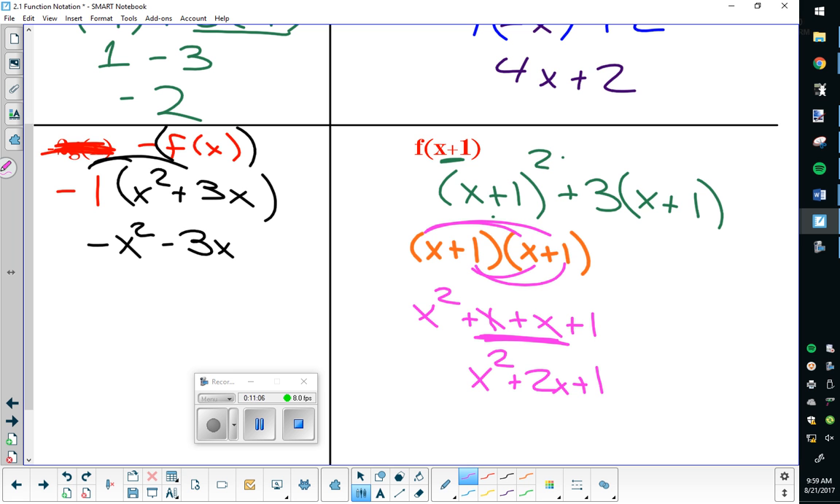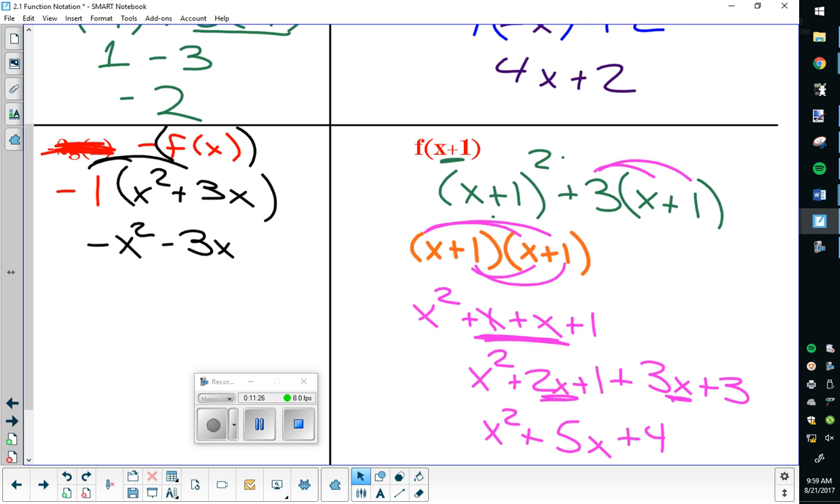Am I done with this problem? What else do I got to deal with? I got to distribute up here. I still got this 3x plus 1, so it's really 3x plus 3. Now am I done? I still can combine like terms. I've got x squared plus 2x and 3x is 5x plus 4. That's your final answer. X squared plus 5x plus 4. Questions there?